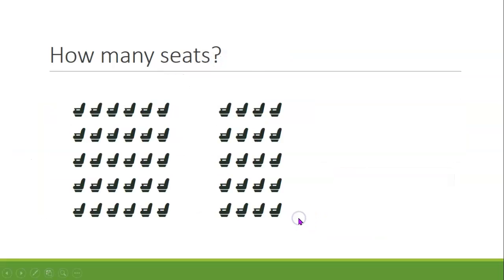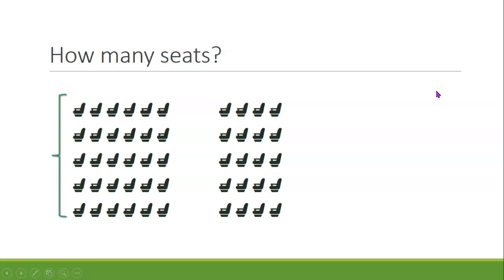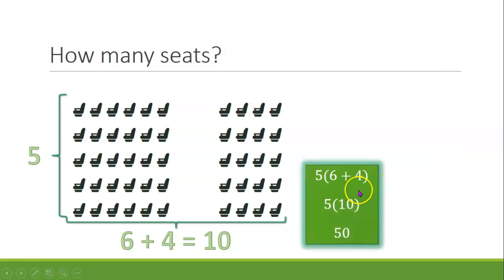Okay, how about this example? How many seats do you see here? Well, there's 5 rows, and how many seats in each row? Well, I see 1, 2, 3, 4, 5, 6, plus 4 more, so 10 in all. So with 5 rows of 10 seats, that would be 50. 6 plus 4 is 10, 5 times 10 is 50.